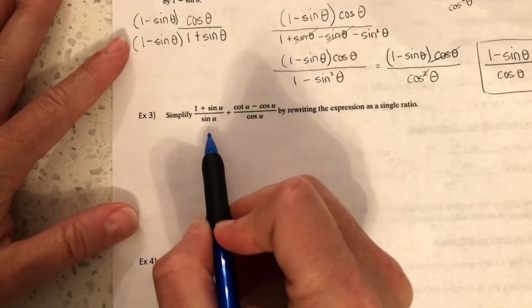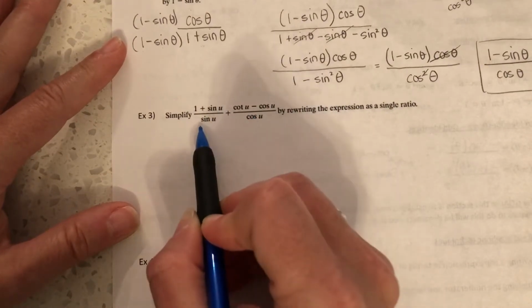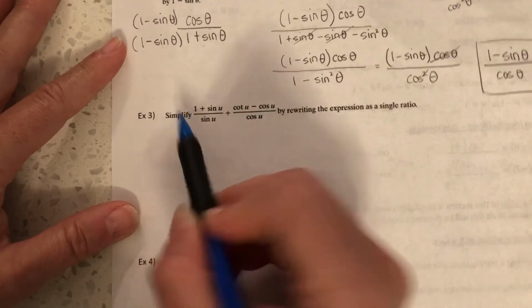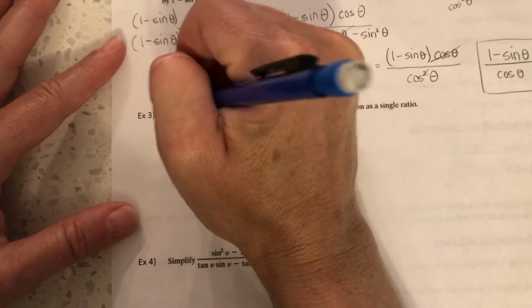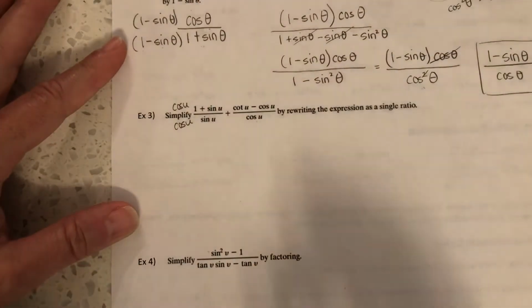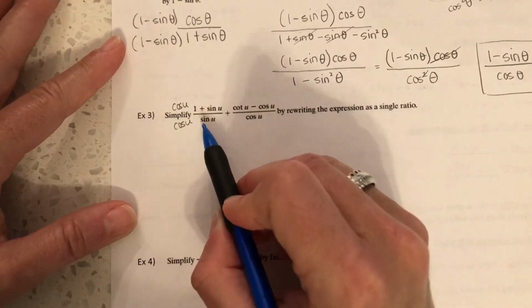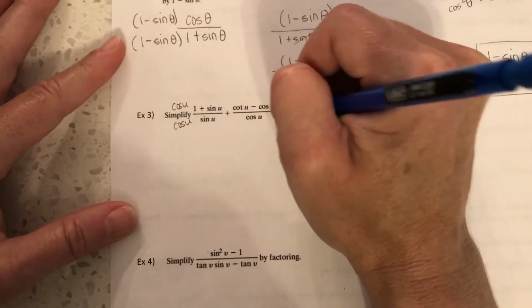All right? So what is the common denominator between sine u and cosine u? What does this denominator need a factor of to look like that one? It needs a factor of cosine u. So we're going to have to times the top and bottom of this fraction by cosine u. Okay? And then come over here. What does this denominator need a factor of to look like this one? It needs a factor of sine u. So I'm going to have to times top and bottom by sine u.